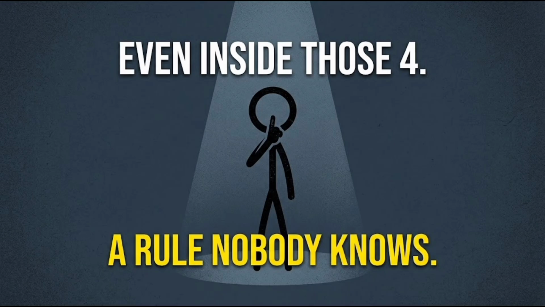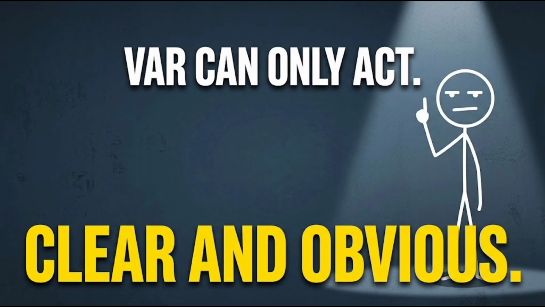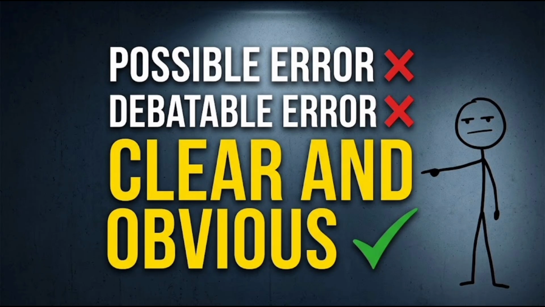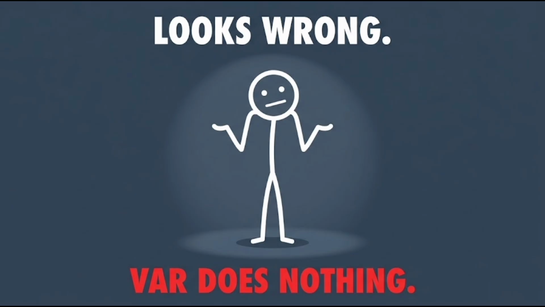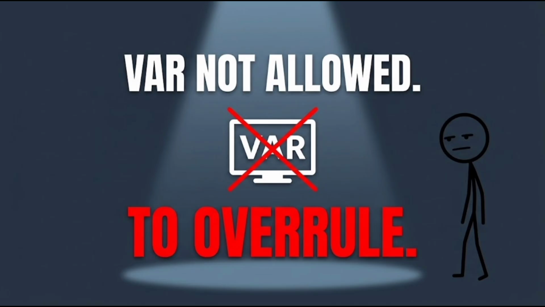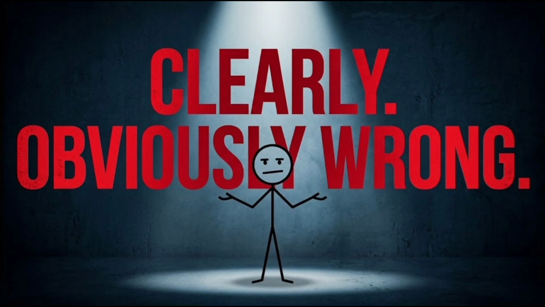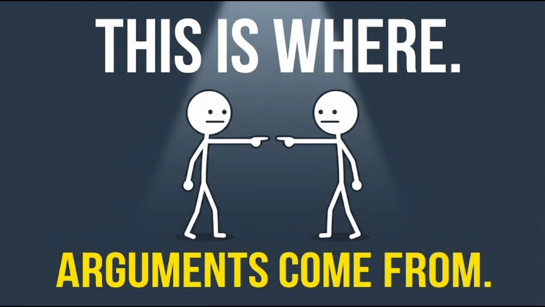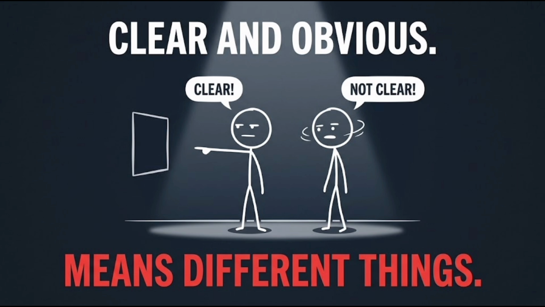And even inside those 4 categories, there is a rule that most people do not know. VAR can only act if there is a clear and obvious error, not a possible error, not a debatable error, a clear and obvious one. That is why VAR sometimes does not act on decisions that look wrong. If the on-field referee made a judgment call and it was close, VAR is not allowed to overrule it. The referee has to be clearly, obviously wrong. This is where most of the arguments come from, because clear and obvious means different things to different people.